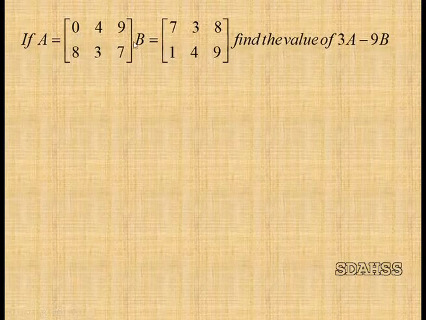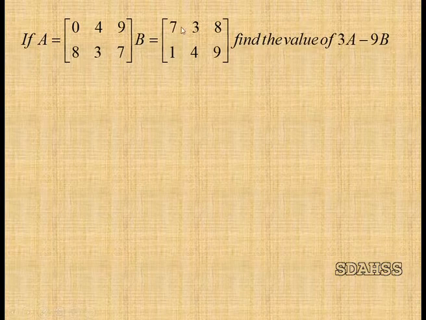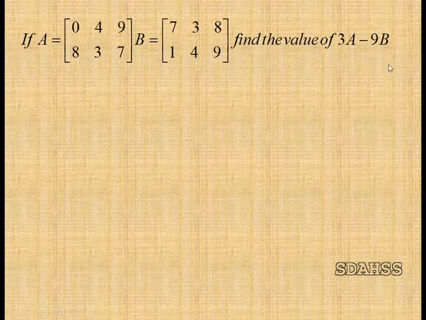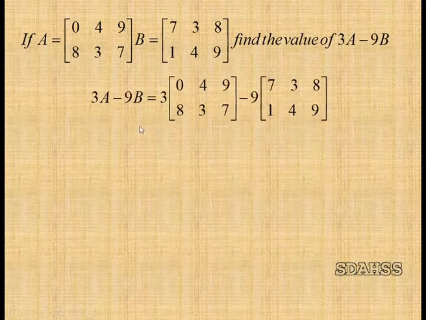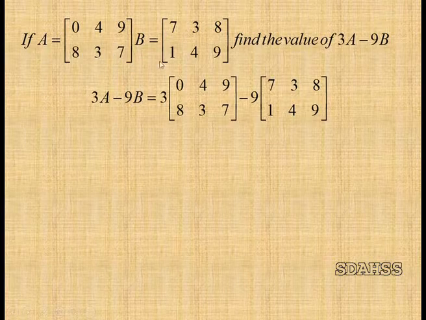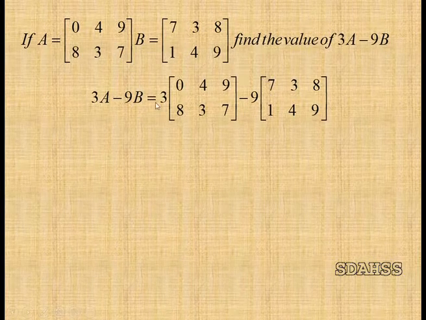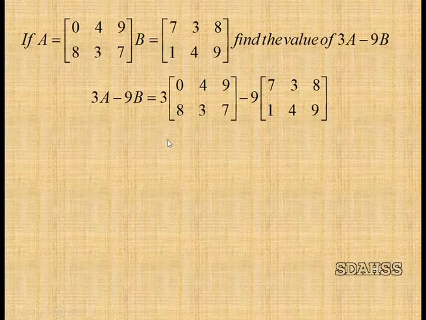A is equal to the matrix 0 4 9, 8 3 7. B is equal to the matrix 7 3 8, 1 4 9. Find the value of 3A - 9B. 3A - 9B is equal to 3 into the matrix A minus 9 into the matrix B.